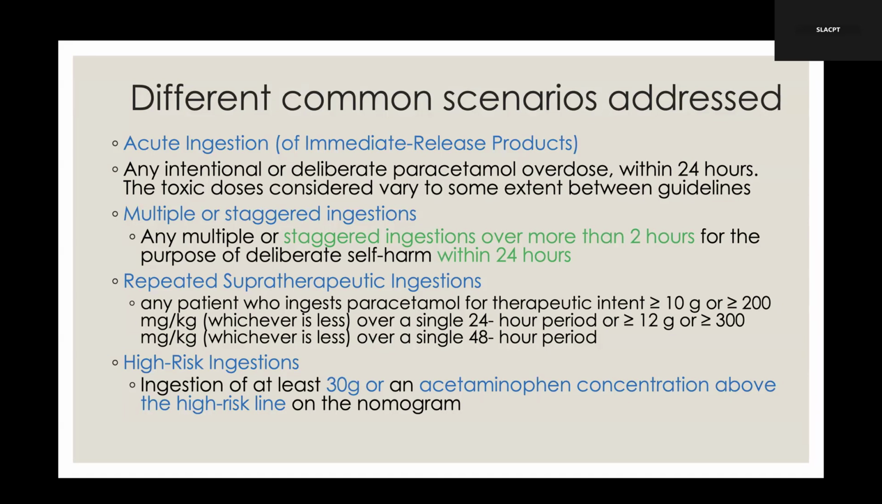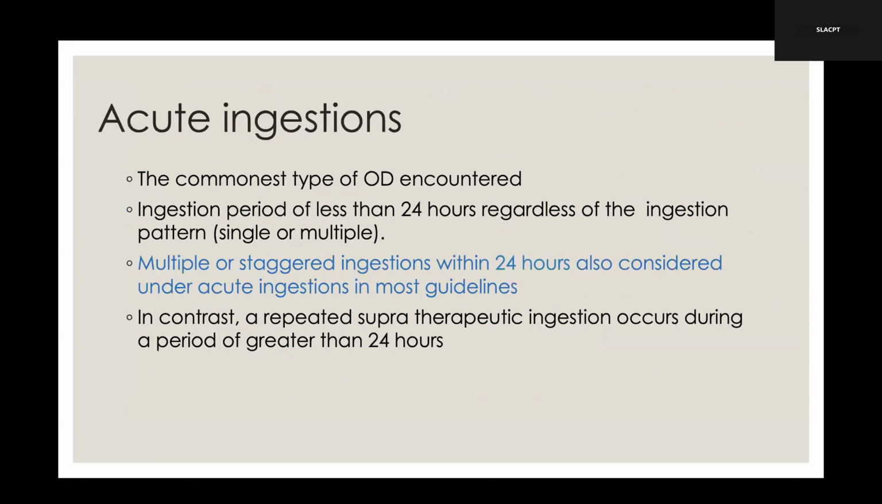And then high-risk ingestions, where the ingestion is of quite a higher dose; some say 30 grams, some say 50 grams, based on the amount ingested, and some guidelines use the acetaminophen or paracetamol concentration to determine that it is a high-risk ingestion. So acute ingestions are the most common type of overdose encountered, which is what we have also found during the studies that were repeatedly done in Sri Lanka.